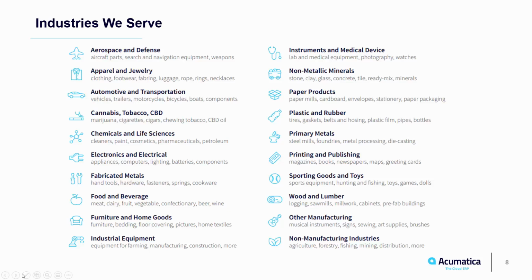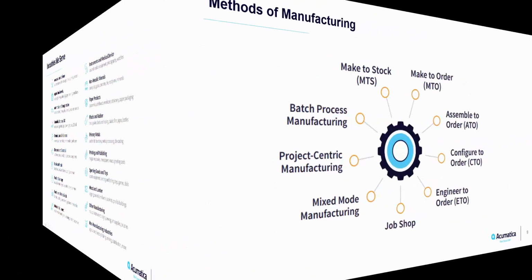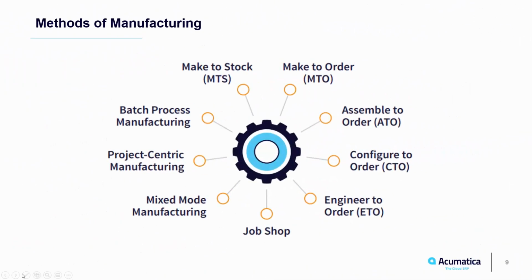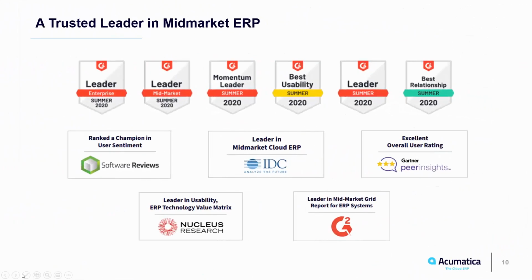Specific industry features include job costing, outside process support, CAD integration, engineering change orders, lot and serial traceability, and more. We support make-to-stock, engineer-to-order, make-to-order, configure-to-order, job shops, project-centric or project manufacturing, repetitive, as well as batch processing. Acumatica wins many awards and is consistently ranked very high for ease of use and customer service.